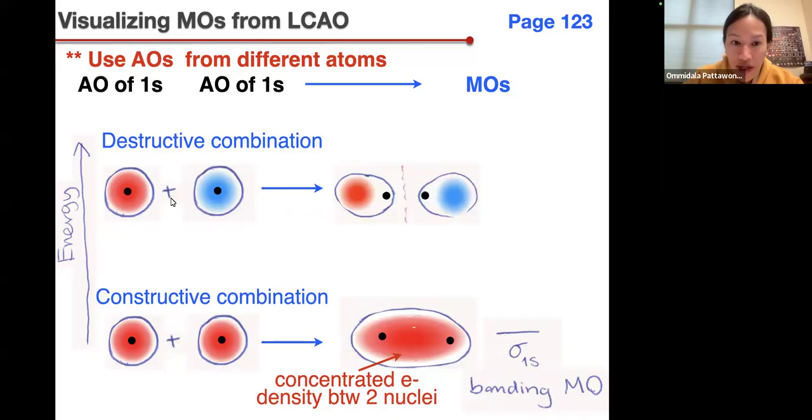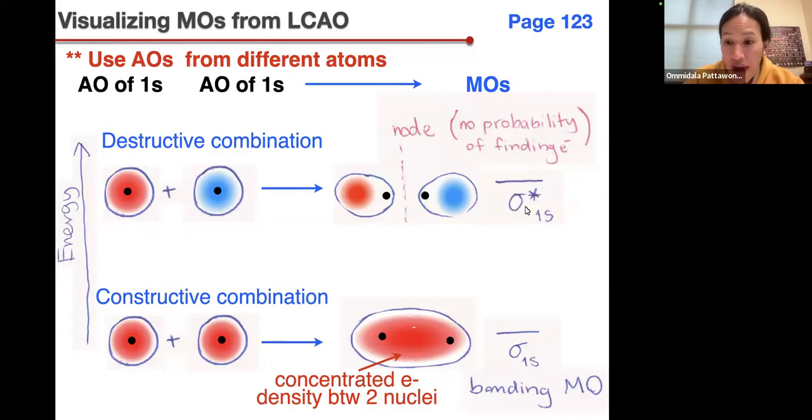The part where they cancel each other out, which is right here, is what we call a node. This is where you are not going to find any amplitude, which means there is no probability of finding an electron here. Electrons will not reside here. Because it's still head-to-head overlap, this is still a sigma bond, but we indicate it with a star to show that it comes from the destructive combination. The molecular orbital here is called sigma star 1s, the antibonding molecular orbital.